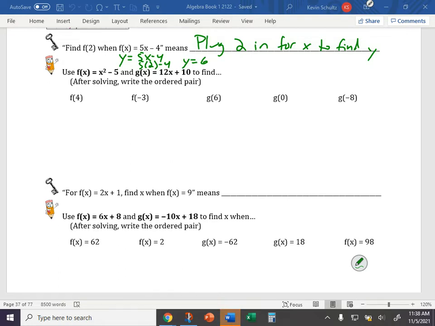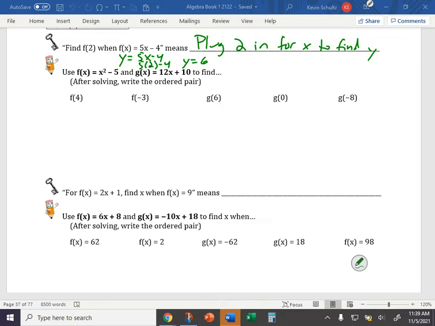So the happy pencil now. It says use f of x equals x squared minus 5 and g of x equals 12x plus 10 to find, our first one is f of 4. Which equation am I using? If I'm asking for f of 4, which equation am I going to be using? If you had to guess, will I be using f of x or g of x? If you've never participated in class before because you've been worried that you would get the wrong answer, this might be a question you want to put yourself out there for.